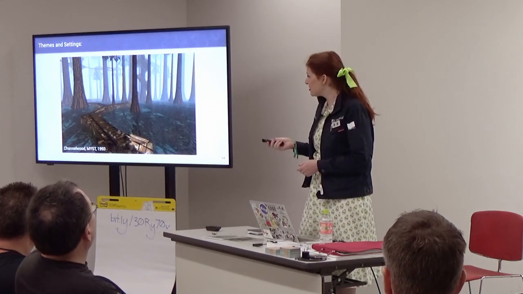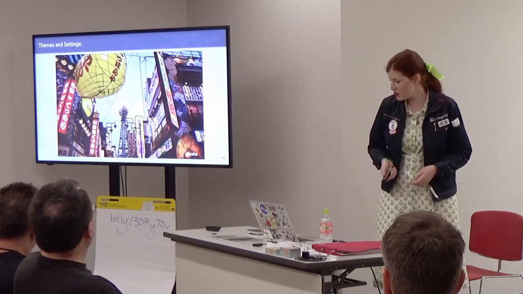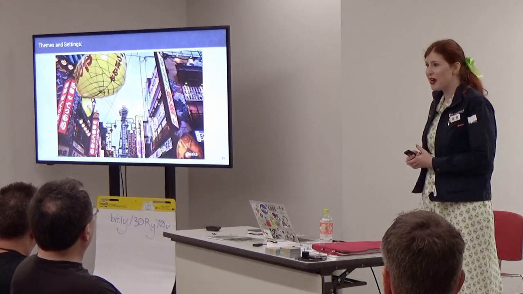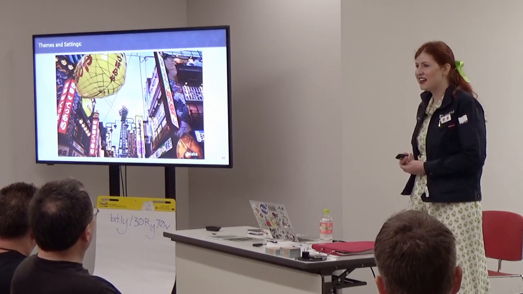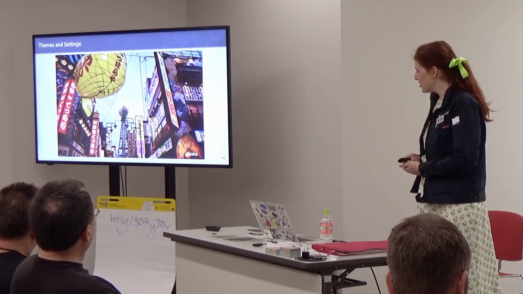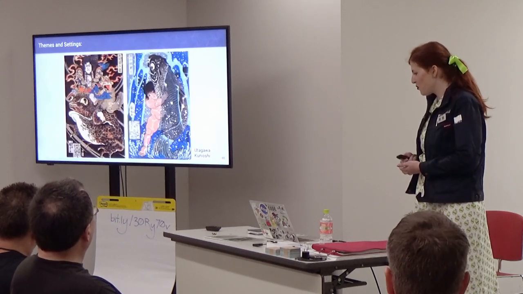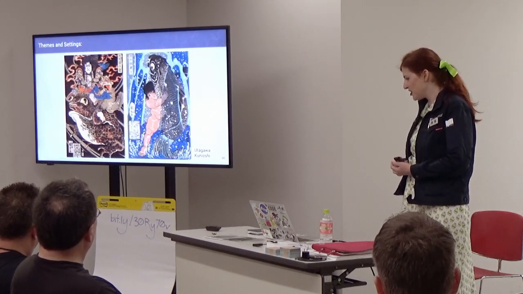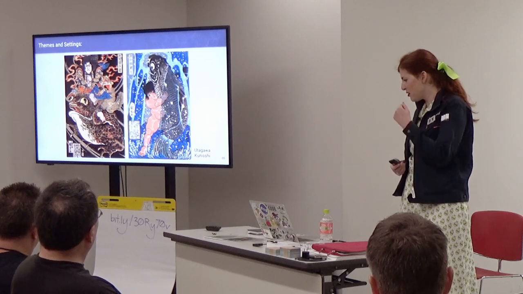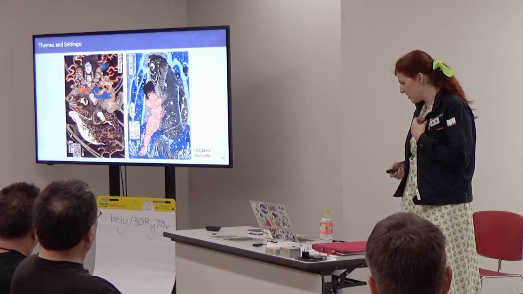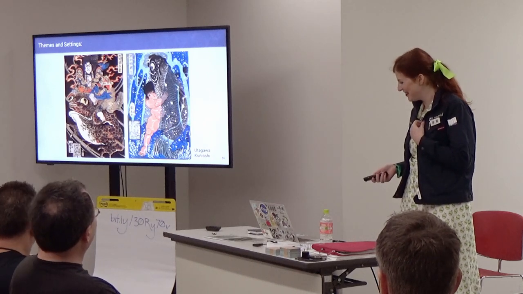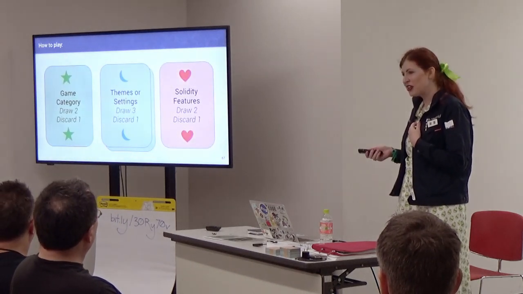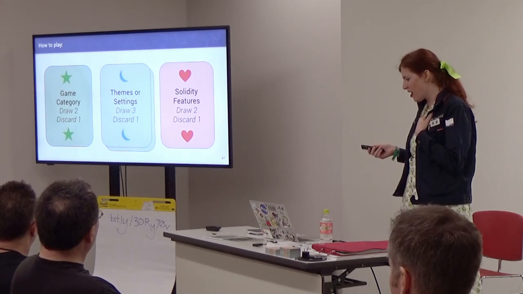So theme and setting is very important. We can draw inspiration from the world around us. Osaka has lots of fun neon and giant puffer fish and things to see. There's the world of Japanese mythology, you know, Kuniyoshi prints of boys fighting fish and samurai riding toads. It's pretty surreal.